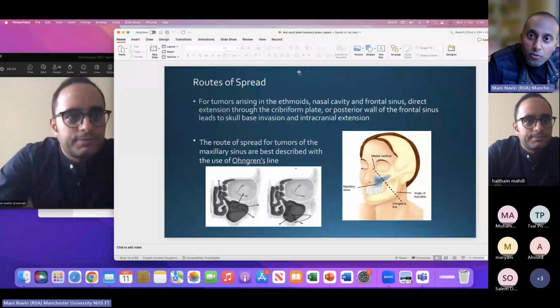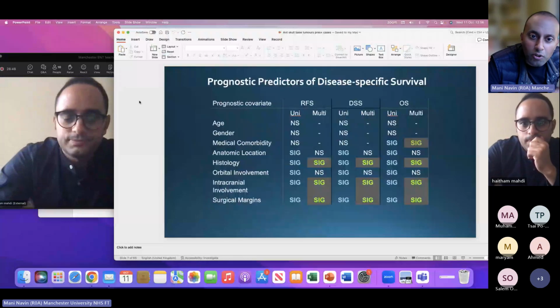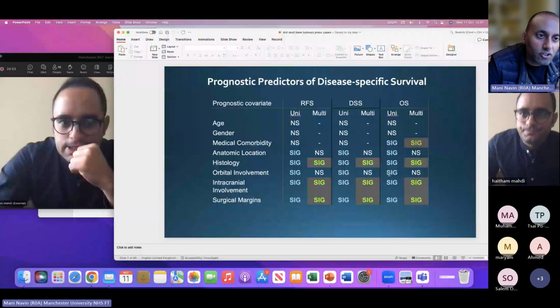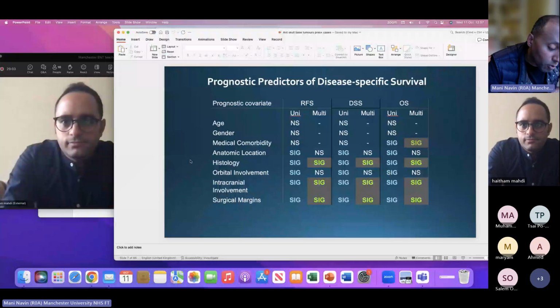Yes. Now, remember, you might have forgotten my slide 2 ago. The eye is not prognostic. Remember, orbital involvement is not significant for outcome. Intracranial, okay. Only intracranial involvement. So basically, it's closer to intracranial structures, which is why it's worse. So it's important to remember this.